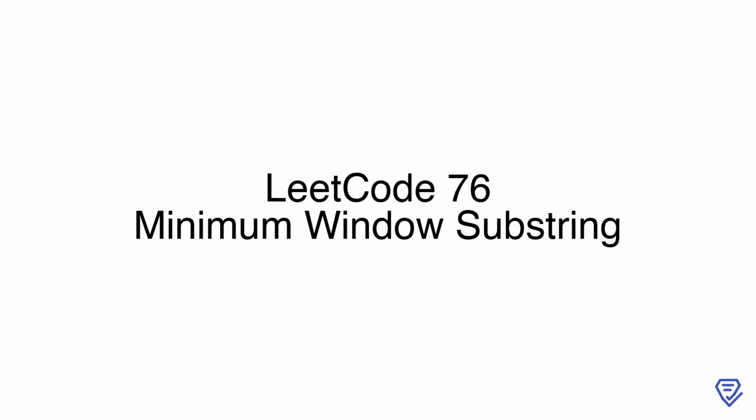Welcome to this coding walkthrough. In this session, we'll explore problem number 76, minimum window substring, a classic problem that challenges your skills in string manipulation and algorithm optimization. Let's dive into the problem details and break it down step by step.